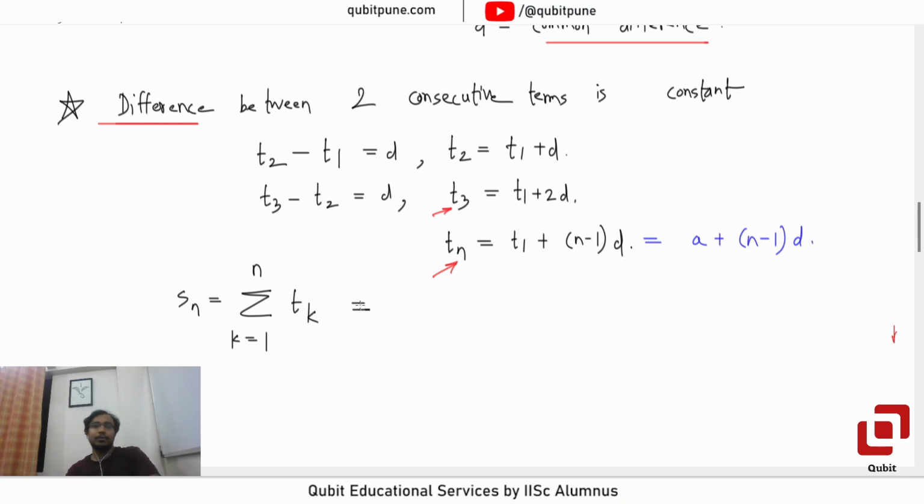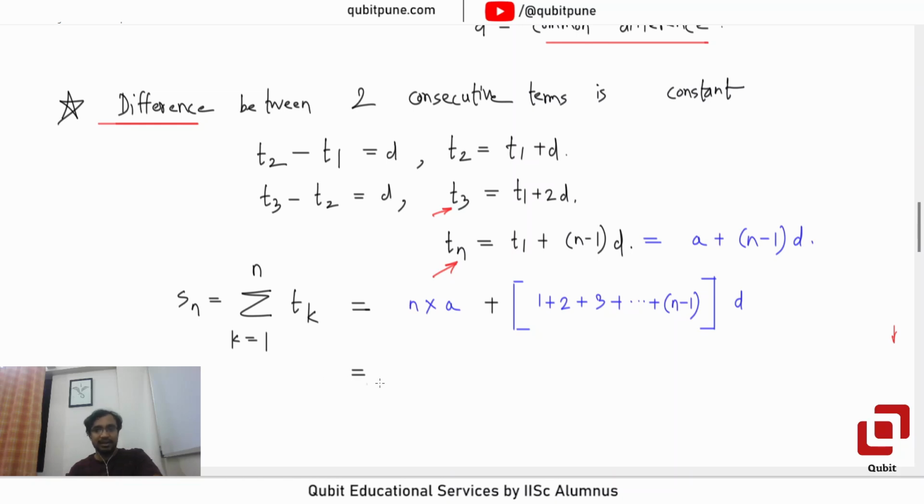I'll tell you how to derive the formula quickly. Every term is going to have the first term, so it is going to be n times A plus, now look, there is this D, but this D is to be added how many times? 1D for T2, 2D for the third term, 3D for the fourth term and so on. But how long are we supposed to go? Till n minus 1.